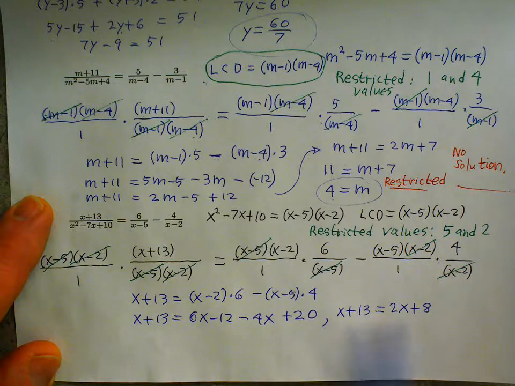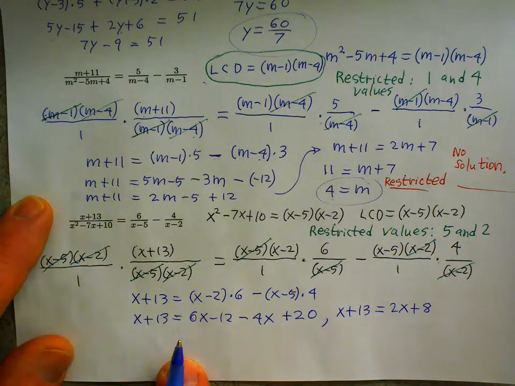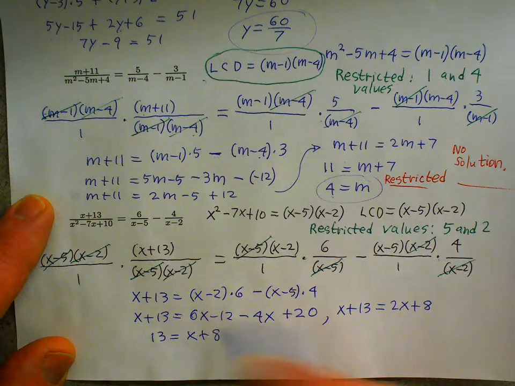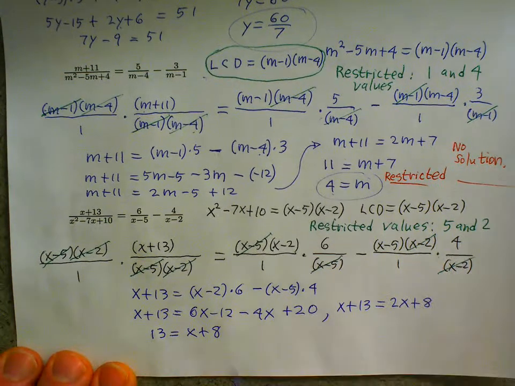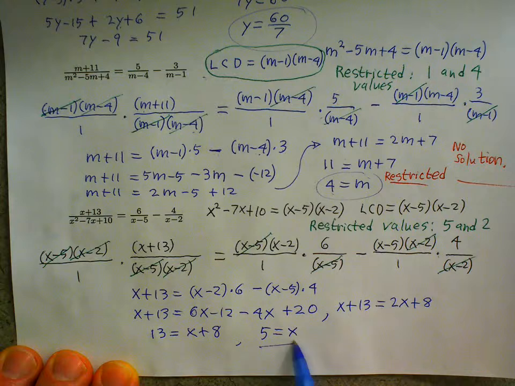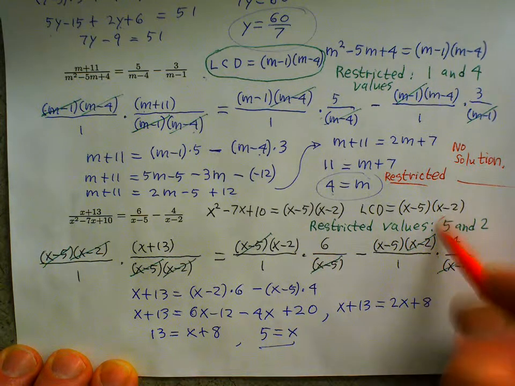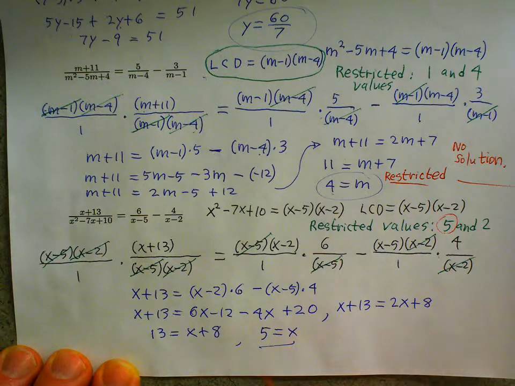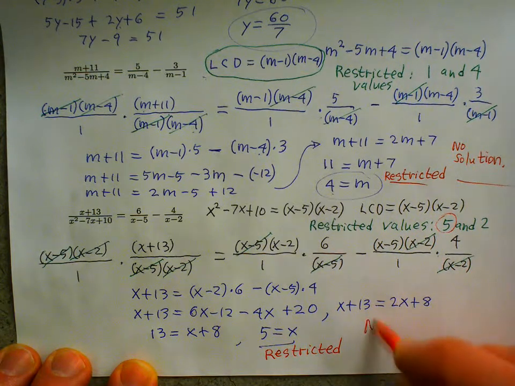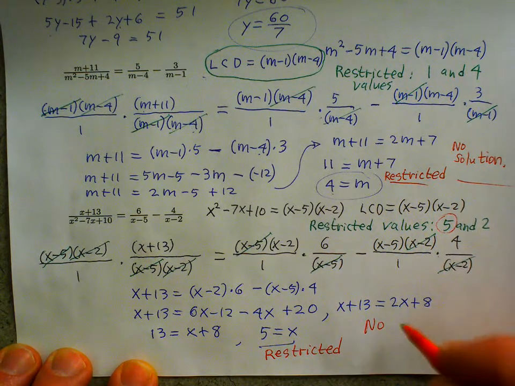Then subtract x from both sides. We get 13 equals x plus 8. Then subtract 8 from both sides. We get 5 equals x. But 5 is restricted, so that means there's no solution. So this equation with rational expressions has no solution.